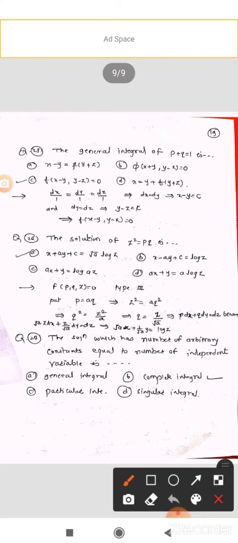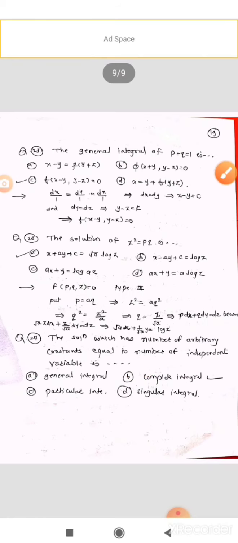And the last question, question number 27: the solution which has a number of arbitrary constants equal to the number of independent variables. We know that this happens only in the complete integral, therefore the option is complete integral. So in that way we can solve all multiple choice questions on partial differential equations. So thank you.